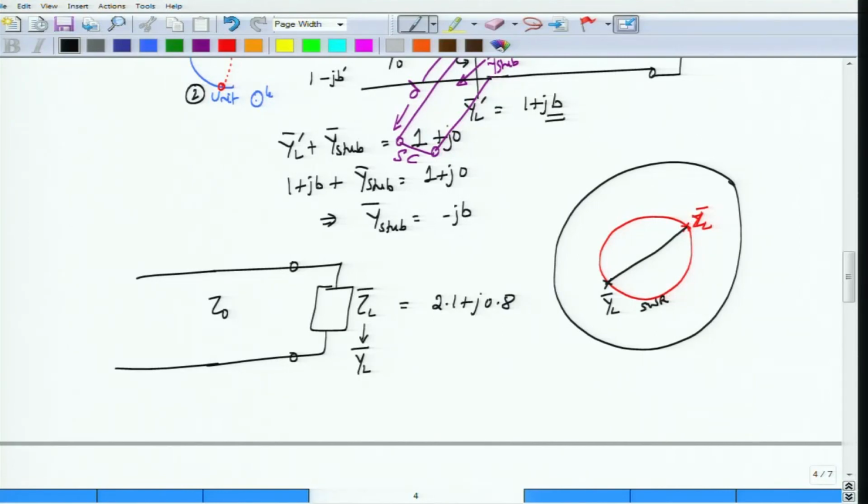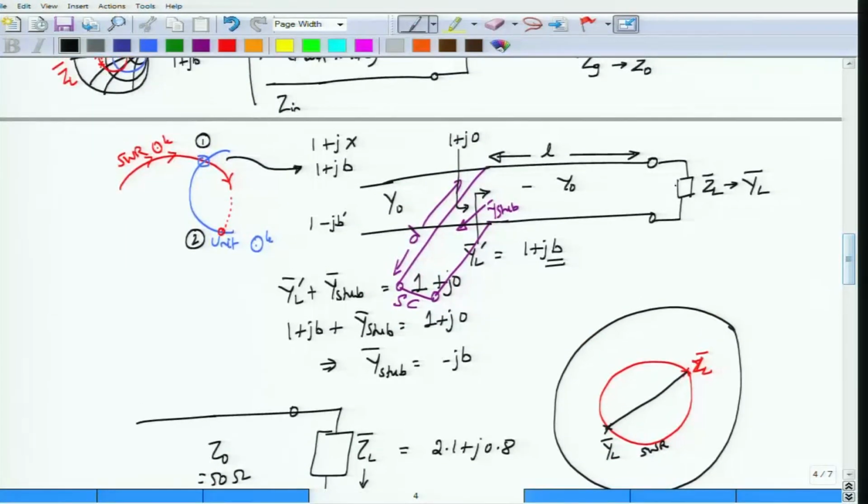You can find out what the SWR is for this one, or you assume that the SWR is given to you. Assume that on the corresponding SWR you have moved 180 degrees, which means finding the diametrically opposite point, and that is where your YL bar is. So this is your starting point.